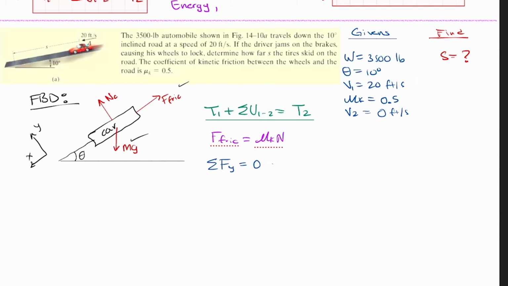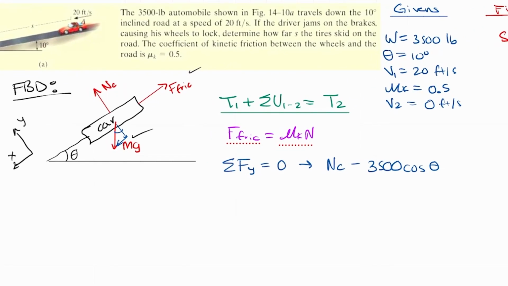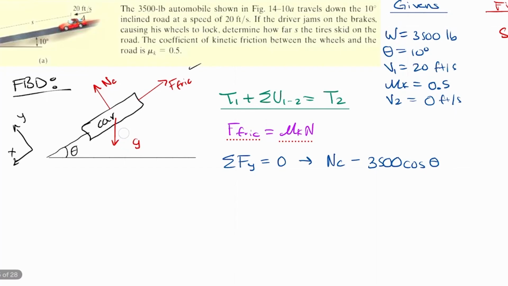So here we'll have the normal force N minus some component of the gravity. Notice there's another component of gravity right here that is acting also in that direction. So that will be minus 3,500 times cosine of theta, where this one right here is our theta. So let me erase it so you guys can see it. It's this one right here. This is my angle theta.